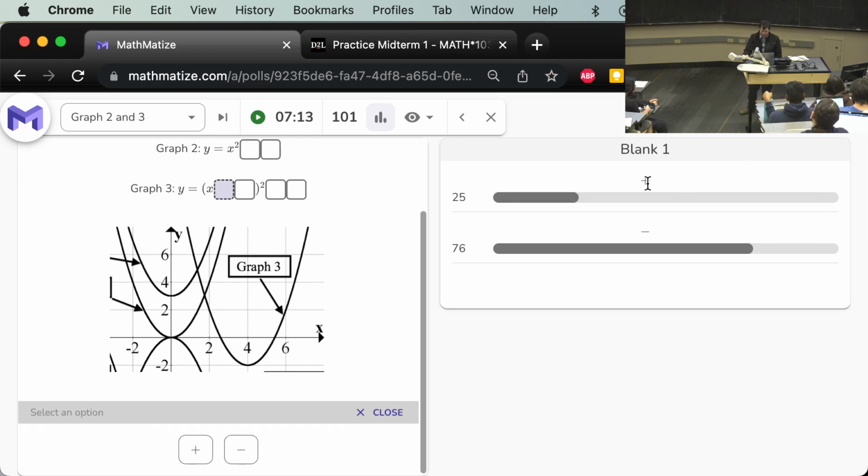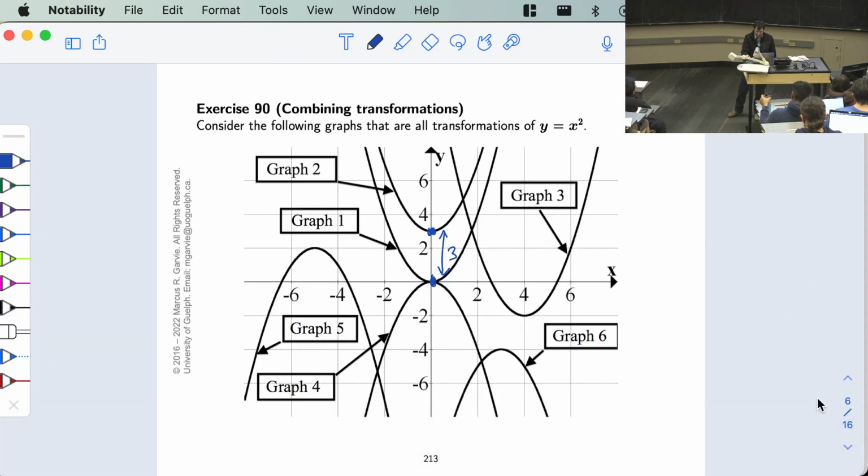25 people chose plus and 76 people chose minus. And the thing that's hard to remember is that even though we're going right, like we started with graph 1 is all the way over here, we're on graph 3, which is all the way over there. So we have moved to the right, right? So on this graph, we're going this way, and that is moving to the right.